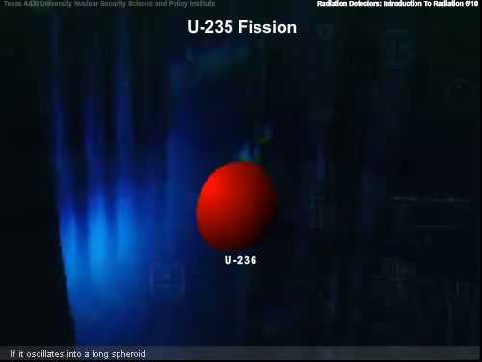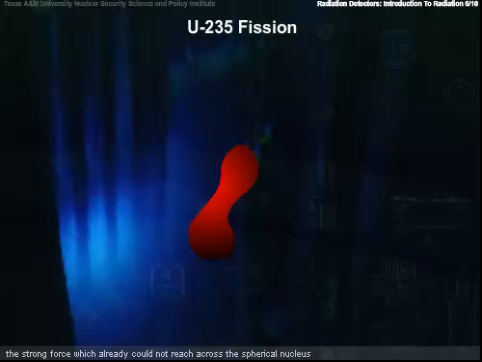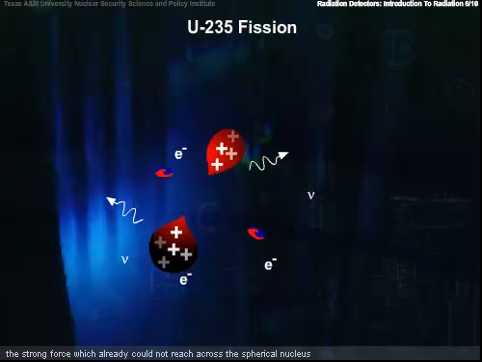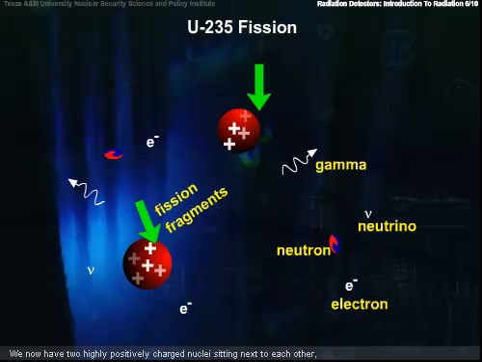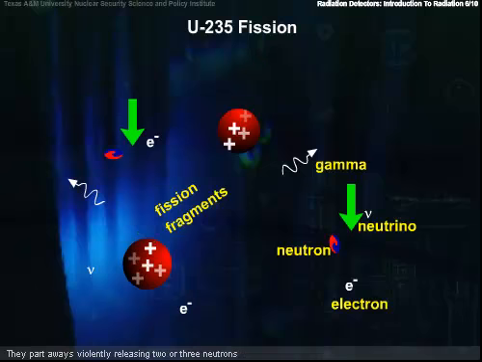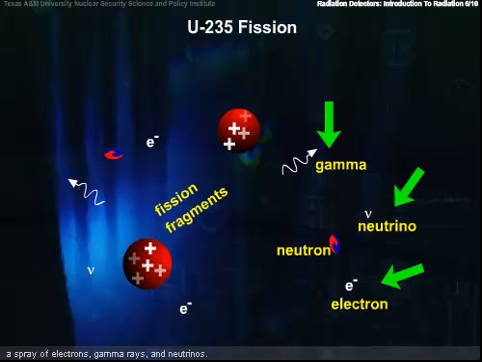If it oscillates into an elongated spheroid, the strong force, which already could not reach across the spherical nucleus, will tend to break it into two lobes, pinching off the middle and producing two new spherical nuclei sitting next to each other. We now have two highly positively charged nuclei sitting next to each other, and the strong force can't reach between them to overcome this Coulombic repulsion. They part ways violently, releasing 2 or 3 neutrons, a spray of electrons, gamma rays, and neutrinos.